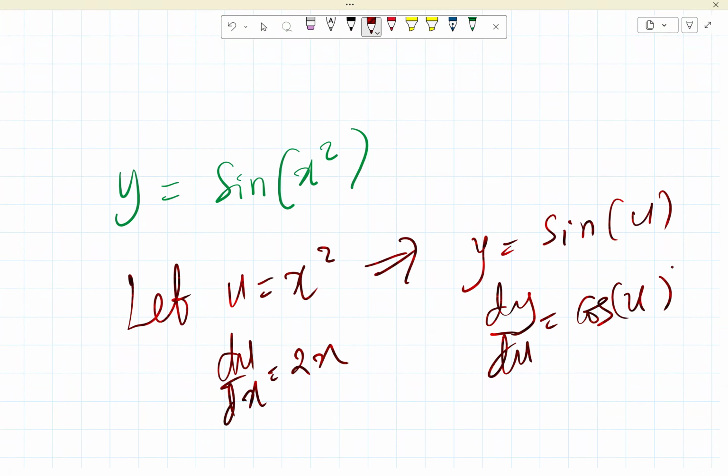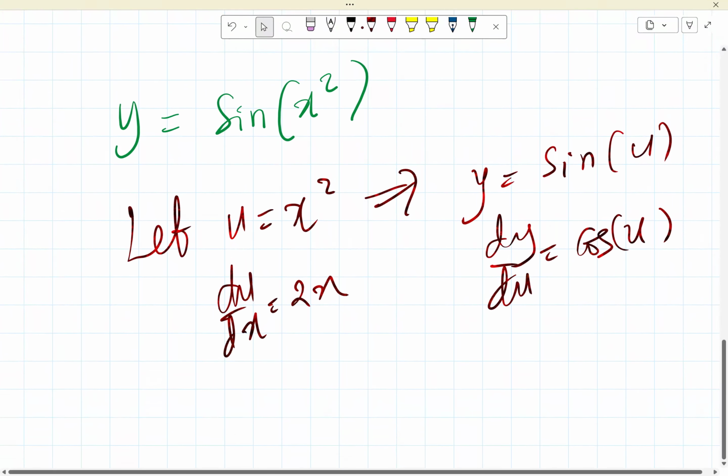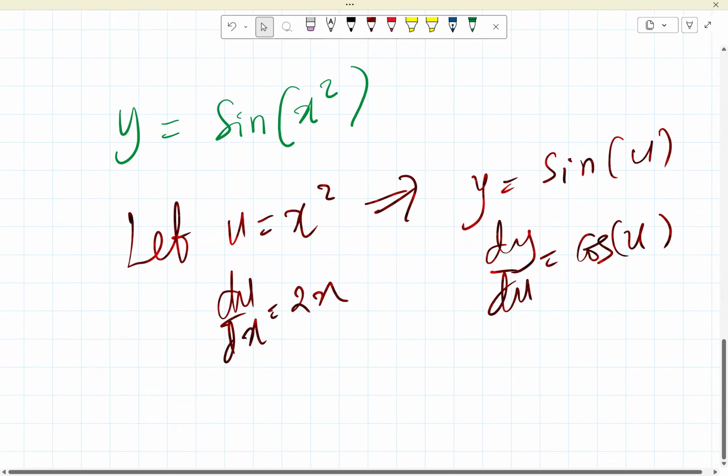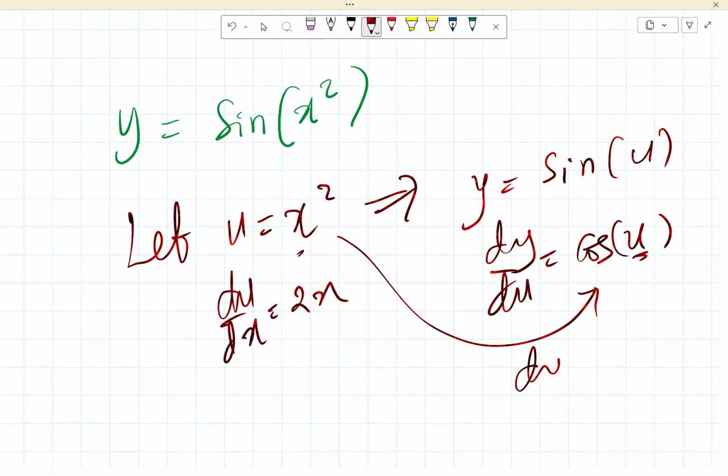When you differentiate sine, you get cos. So dy du is cos u. And then, of course, you know u is already x squared. So based on this idea, it means that dy du is cos x squared, like that.